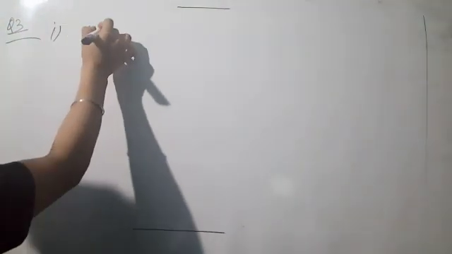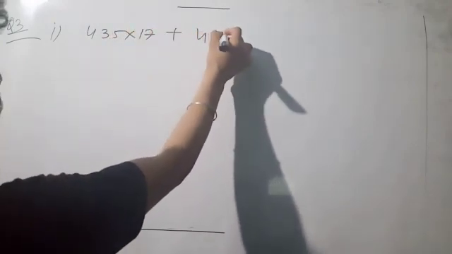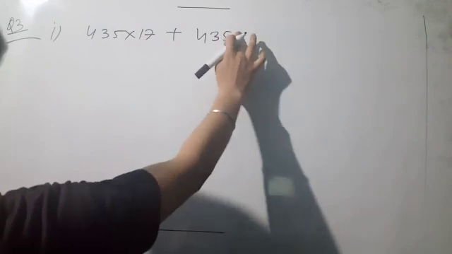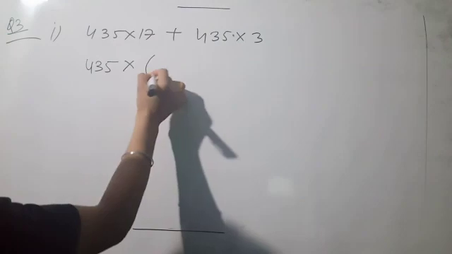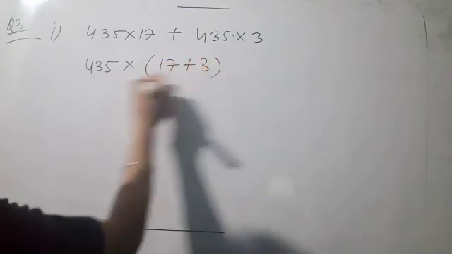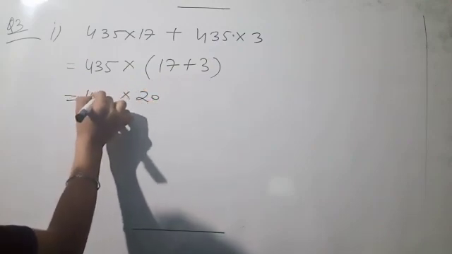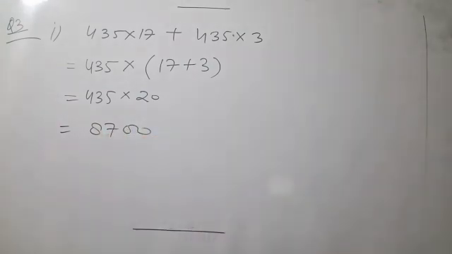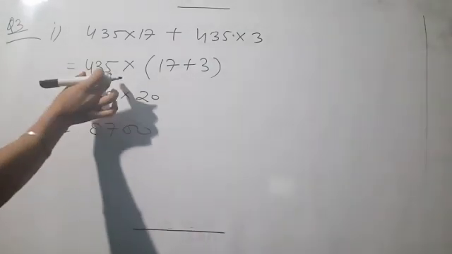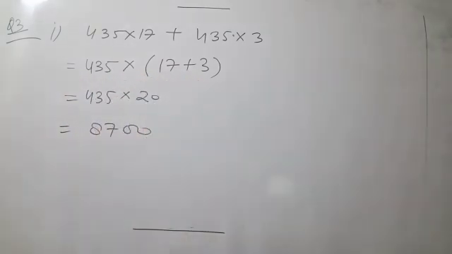Question number 3, first part, we have 435 into 17 plus 435 into 3. We can take 435 as common, multiply with this, and the rest of the terms are 17 and 3. Add both terms, 20 into 435. So our answer is 8700. For that we have the distribution property, the property of distribution over addition.